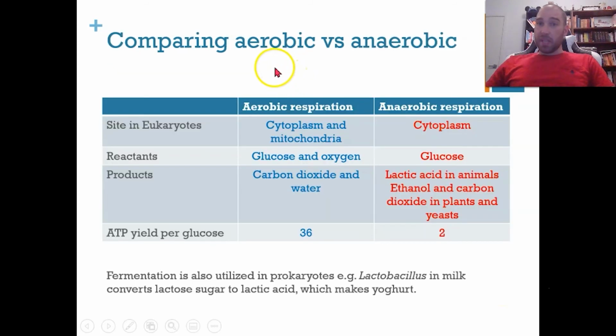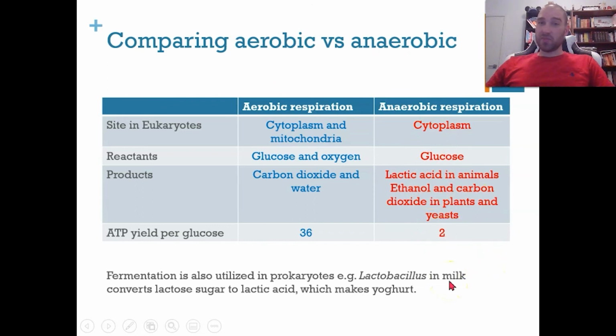So you need to be able to compare aerobic and anaerobic respiration. So in eukaryotes, aerobic respiration starts in the cytoplasm with glycolysis and then finishes off with the Krebs cycle and the electron transport chain in the mitochondria. The reactants are glucose and oxygen, and the products are carbon dioxide and water, and that releases 36 ATPs per glucose molecule. Anaerobic respiration only occurs in the cytoplasm. The reactant is only glucose, and the products are lactic acid in animals, whereas in plants and yeast, it's ethanol and carbon dioxide. Big difference, we're only getting 2 ATPs per glucose molecule in anaerobic respiration.